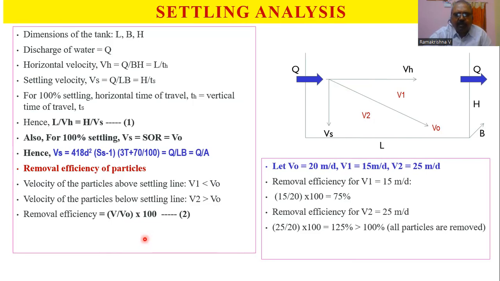Another way to understand the settling analysis: if we find a particle which has a size less than that corresponding to SOR, that will be removed partially.